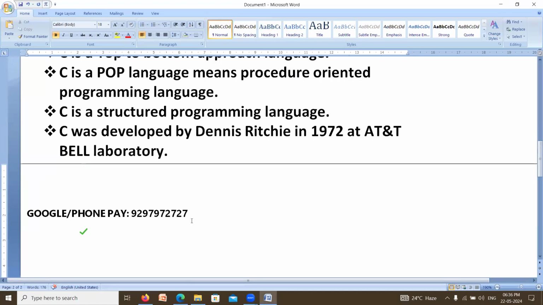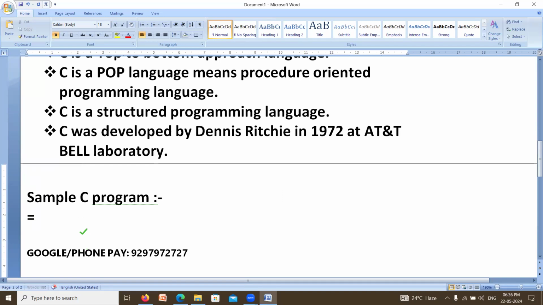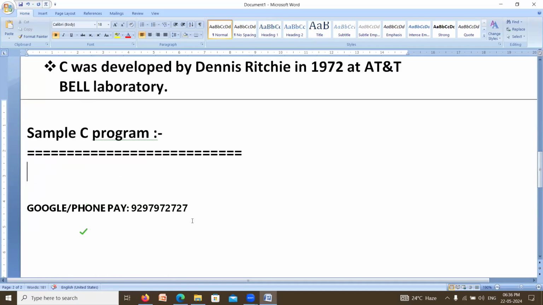Today I will explain to you how to write a sample C program, and why we have to write that code like that. I will explain that. Sample C program. The C program you need to write like this.